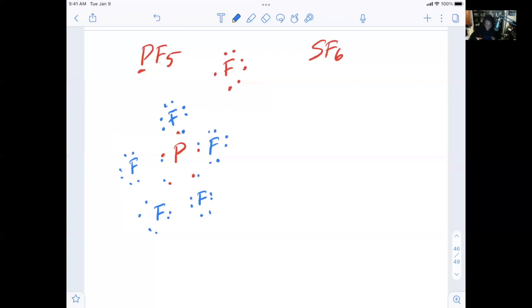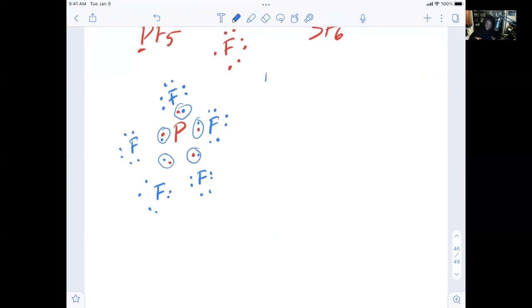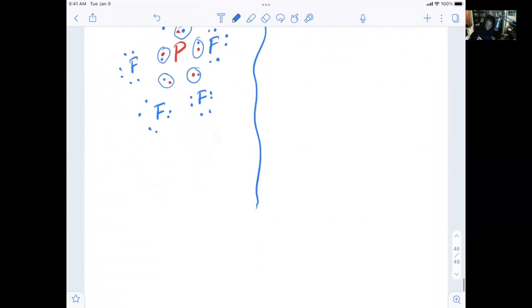Okay, so the multicolored electrons, these are shared electrons. These are the bonds. So if I was to draw this out, I'll just make this P, with 5 F's around it, each fluorine with 6 dots. And this is PF5.